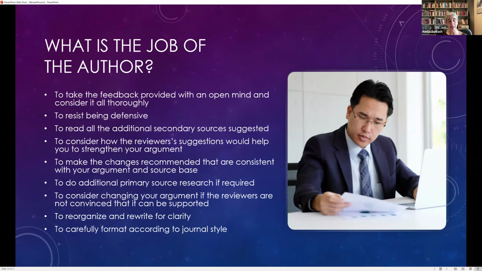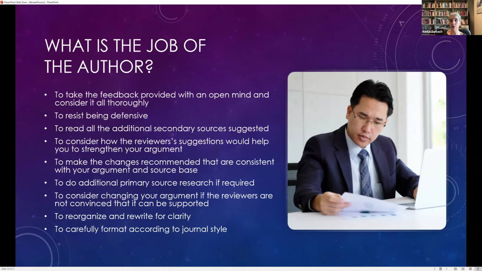So it's your job to take these reviews seriously. Someone has spent a lot of time doing this. The person who spent 11 pages doing this put a lot of time into that, right? So read everything they've suggested that you read. Consider carefully how these comments will help you strengthen your argument. And then start making those changes that are consistent with the argument you want to make, right?